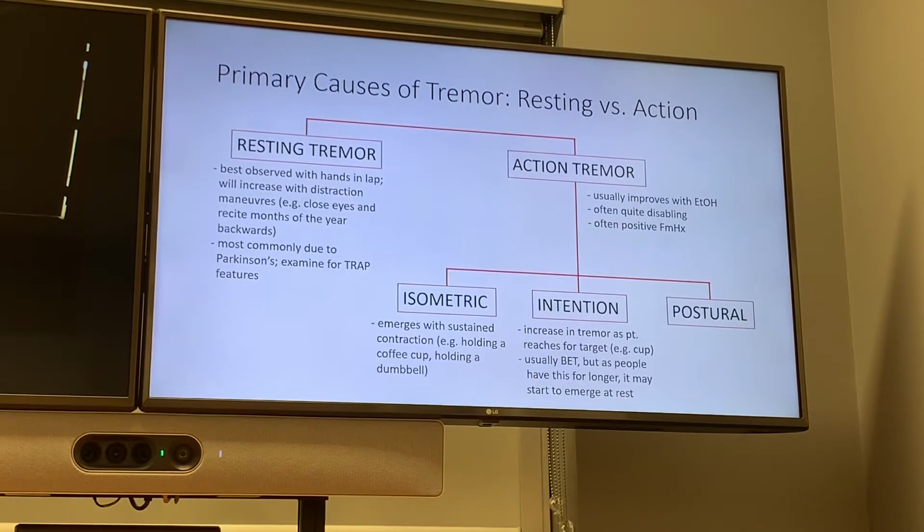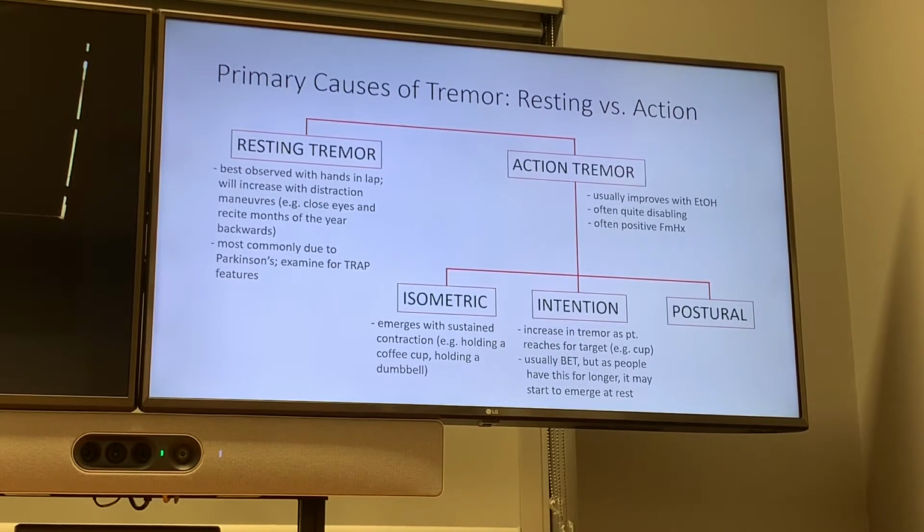The action tremor on the right, this is the kind of tremor that usually improves with alcohol consumption. The nature of the action tremor is that it's worse when you're trying to engage in some kind of purposeful movement. So it actually resembles a bit of a dysmetria sometimes. Because of that, it can often be quite disabling for people, since it prevents reaching and aiming tasks where you generally need a lot of precision. And usually these people will have positive family histories as well.